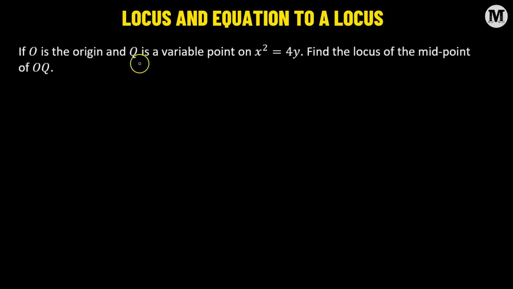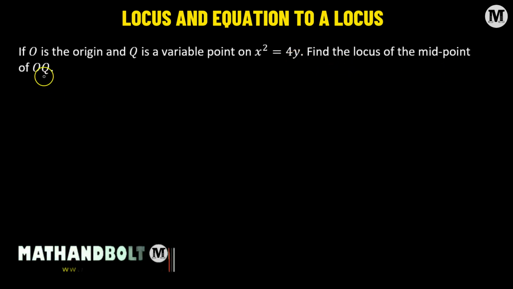If O is the origin and Q is a variable point on x squared equals 4y, find the locus of the midpoint of OQ. So let's try to set up the problem first.